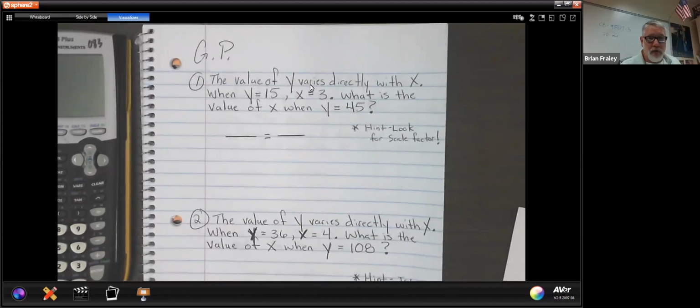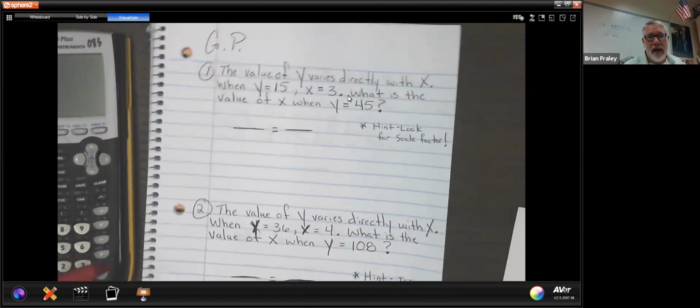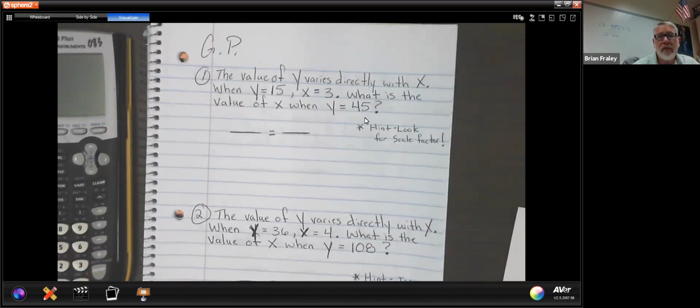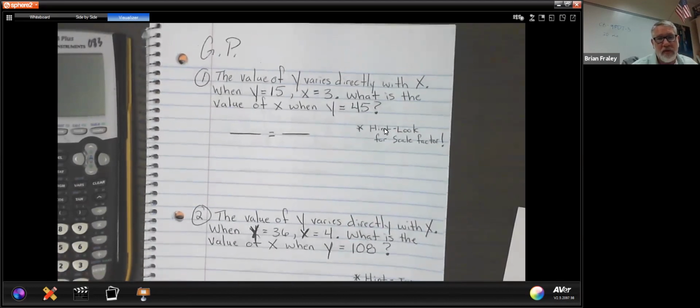It says the value of y varies directly with x. When y equals 15, x equals 3. What is the value of x when y equals 45? Okay, we'll actually do this one together. The hint, it says, well, let's talk about the hint later.